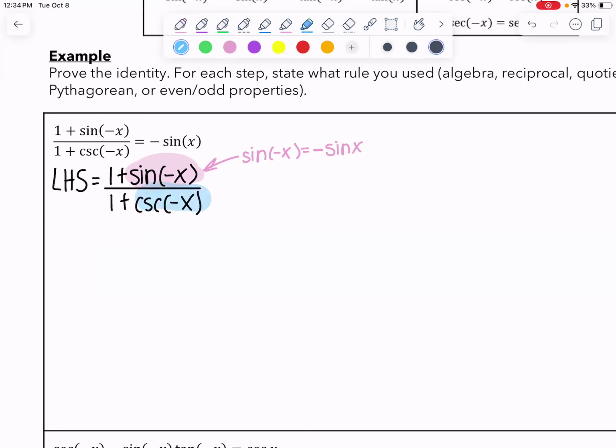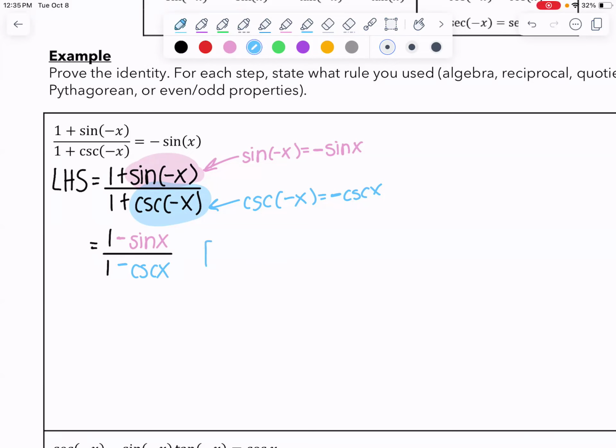And on the bottom, I see that cosecant of negative x is down there. Cosecant is sine's soulmate, and it is also odd. So cosecant of negative x is negative cosecant of regular positive x. I'm going to make those replacements. So instead of 1 plus, it's going to become 1 minus sine x. On the bottom, instead of plus, it becomes minus. So 1 minus cosecant x.